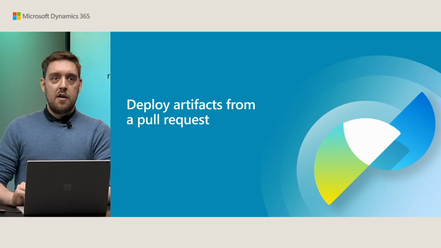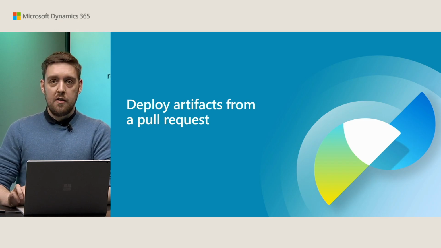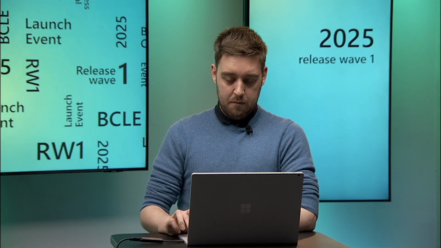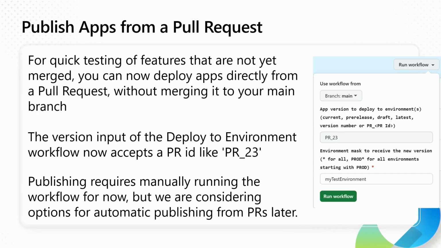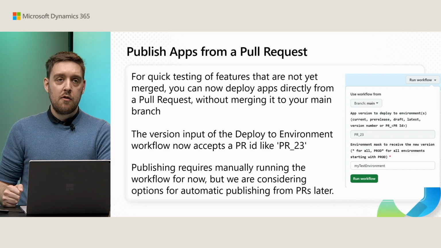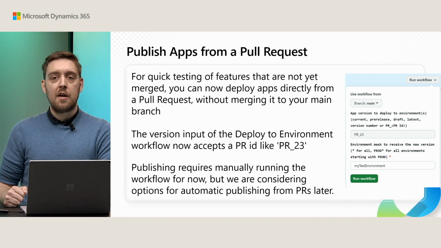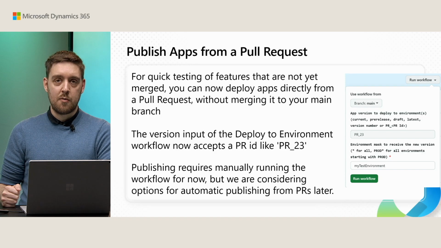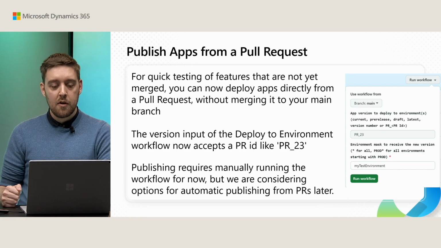In this next topic, I want to show you how we can deploy artifacts from a pull request. And this was a request from a partner. We now have a new option for deploying pull request changes directly to an online environment. This is useful for quick testing in case you need to test in your online environment before you complete your PR with a code review and merge it into your main branch.